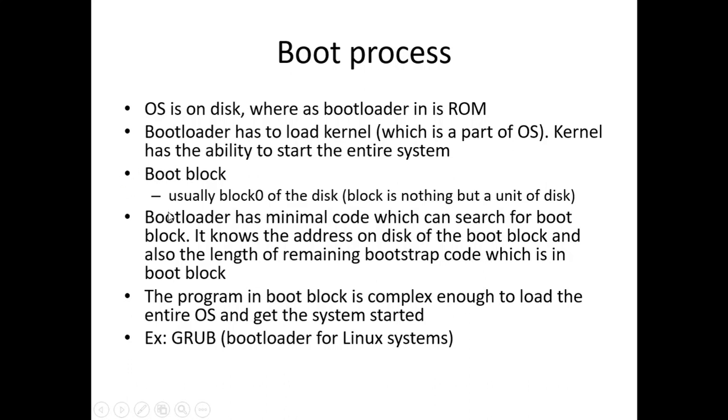Loading the kernel and all would be done by the boot block. The bootloader might know the address on the disk where the boot block is present, which is usually the first block, and it would also know the length of the remaining bootstrap code. The remaining bootstrap code, like loading the kernel and then executing it, would be stored in this boot block. The program in the boot block would be sophisticated enough to load the entire operating system and start the system. For example, GRUB is a bootloader for Linux systems.